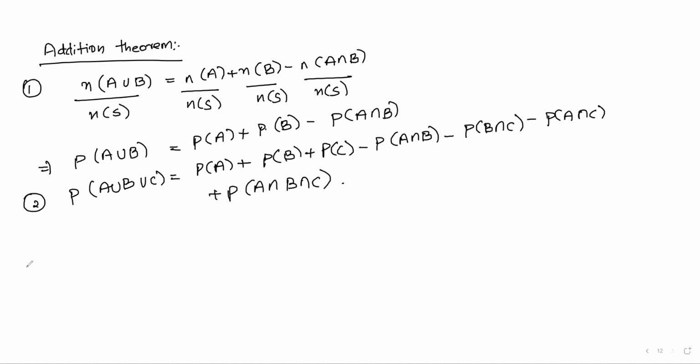And next term is mutually exclusive events. Mutually exclusive क्या होता है? Which do not occur simultaneously. So if two events A and B are mutually exclusive, तो उनका intersection क्या होगा? Probability of intersection will be 0. Okay. So these are the two addition theorems. Please put on this. Then we'll do one more theorem and try some questions.